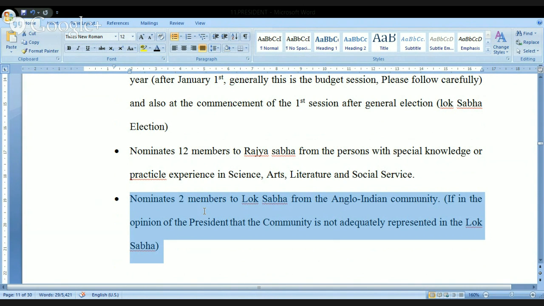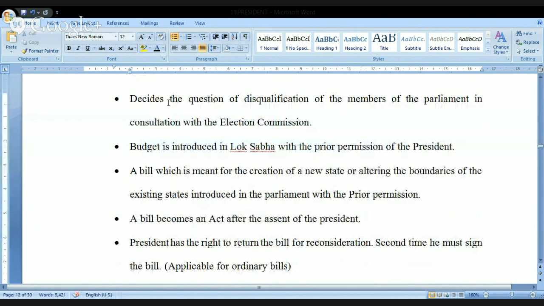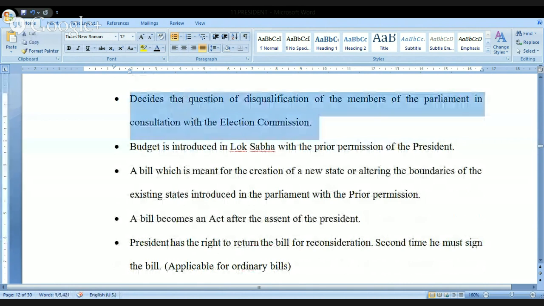Kindly remember, even this nomination will take place only on the recommendation given by the Council of Ministers headed by the Prime Minister. These points you know. Now look at this, another important point. The President decides the question of disqualification of the members of the Parliament in consultation with the Election Commission. What do you mean by this? Look at this. In India, we have Lok Sabha and Rajya Sabha, and the elections are conducted by the Election Commission.